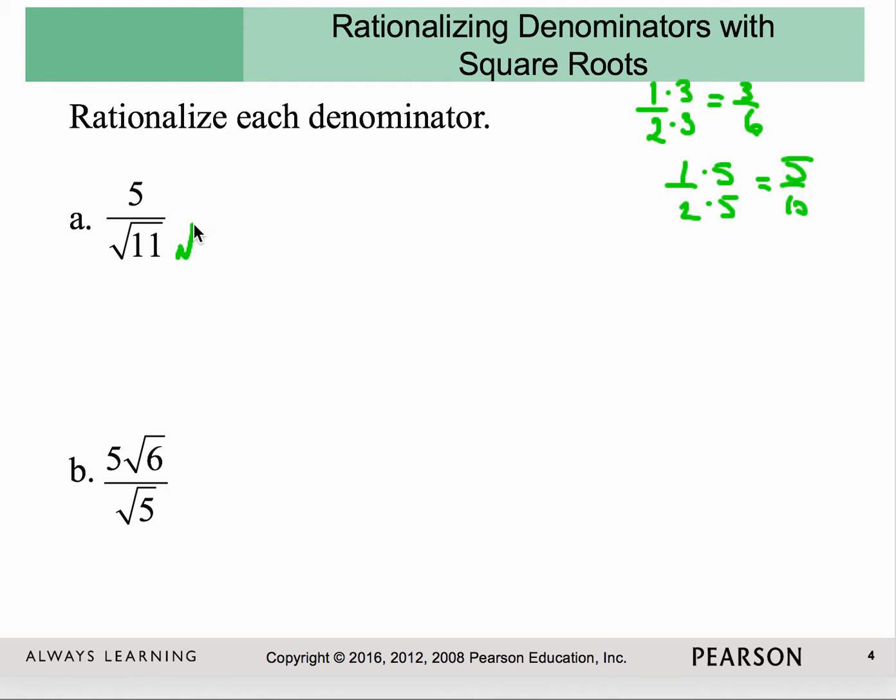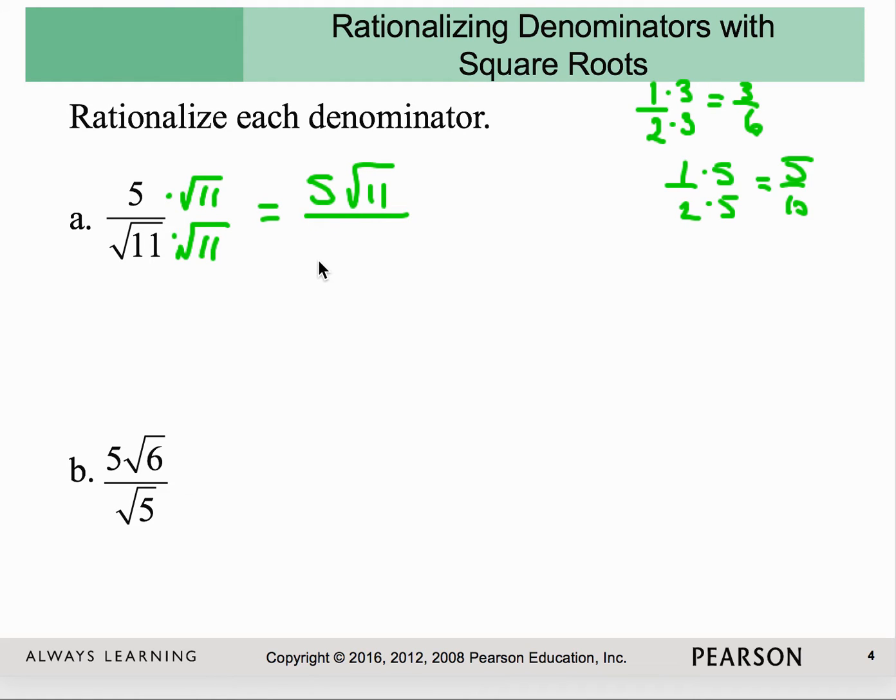That will be a square root of 11, right? Because that'd be square root of 121, which is just 11. Once I figure out what I'm doing to the bottom, just multiply the top by the same thing. So on top, you have 5 times square root of 11.